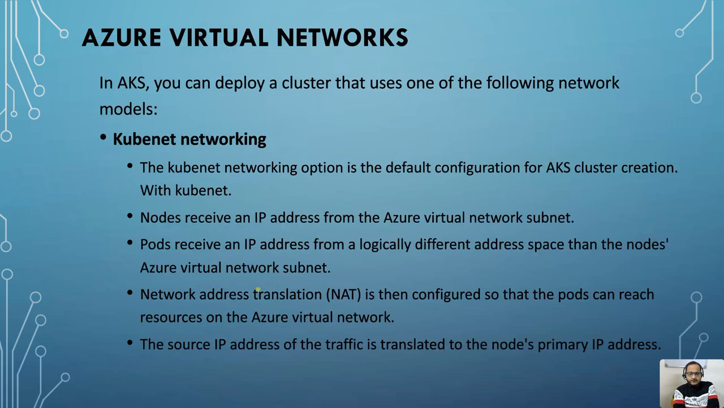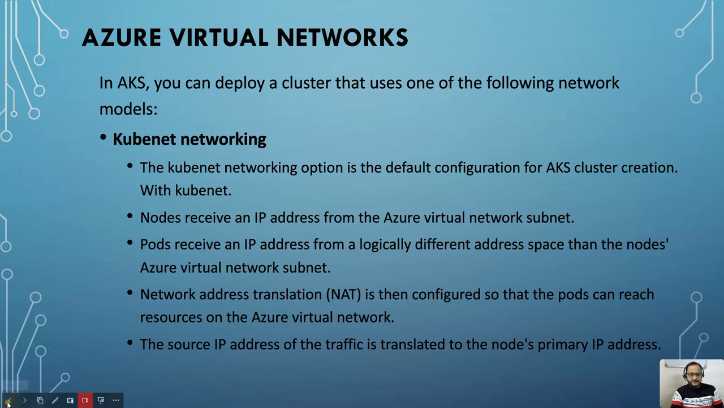Now we will see more details of both the plugins, Kubenet and Azure CNI. The Kubenet networking option is the default configuration for AKS cluster creation with Kubernetes. Nodes receive an IP address from the Azure Virtual Network subnet that we already discussed, and pods receive an IP address from a logically different address space than the nodes' Azure Virtual Network subnet.